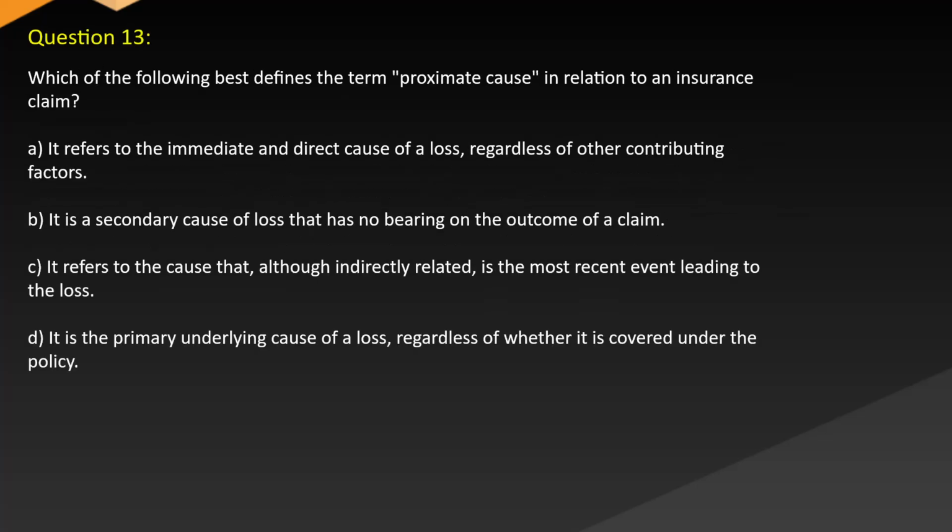Question 13. Which of the following best defines the term proximate cause in relation to an insurance claim? A. It refers to the immediate and direct cause of a loss, regardless of other contributing factors. B. It is a secondary cause of loss that has no bearing on the outcome of a claim. C. It refers to the cause that, although indirectly related, is the most recent event leading to the loss. D. It is the primary underlying cause of a loss, regardless of whether it is covered under the policy.